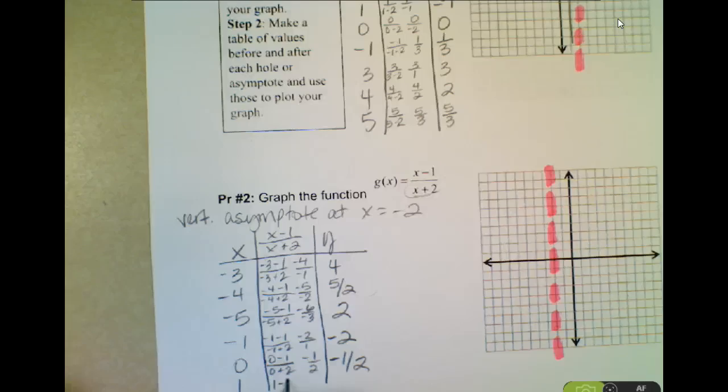Finally, the last one: 1 minus 1, I already know that's going to be a 0. My answer is going to be 0 here, because 0 divided by anything is 0. So let's go ahead and graph our points.